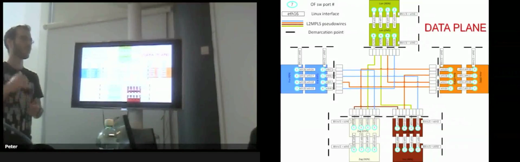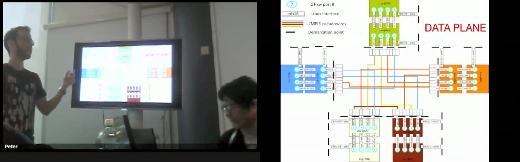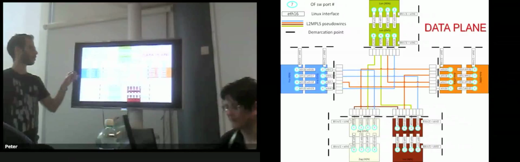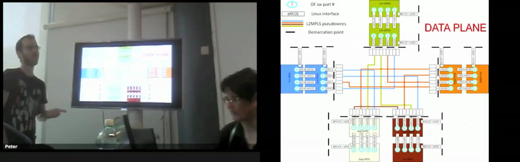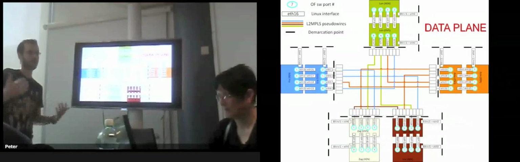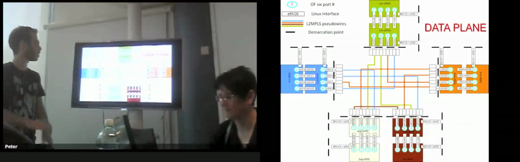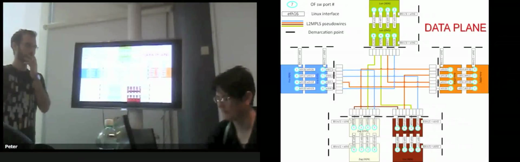Yes, because one user, for example, will say to me or to you, I have a connectivity problem to port 1. So you should know the real Ethernet interface. And this is the actual mapping, so you can see the mappings there.